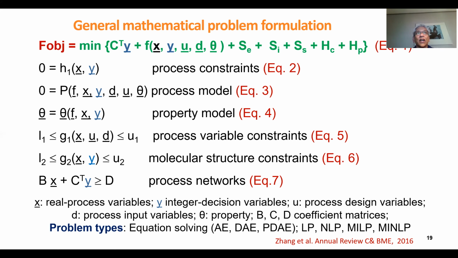And finally, if we have a network, which is a process flow sheet, what would be some paths that are not allowed? So we have real process variables, X, integer decision variables, Y, process design variables, U, D is the process input variables, theta is the property, B, C, D, etc. are coefficients. Depending on the problem or the system, we can have a system of algebraic equations, a system of differential algebraic equations, a system of partial differential algebraic equations.